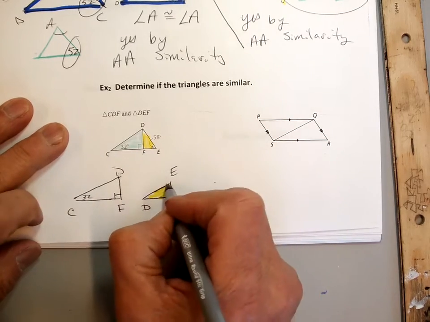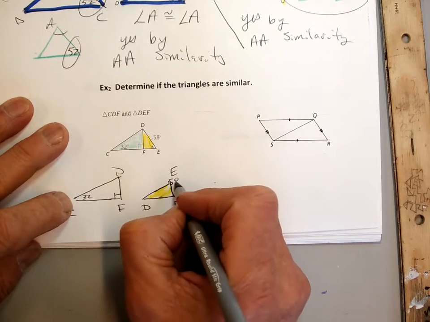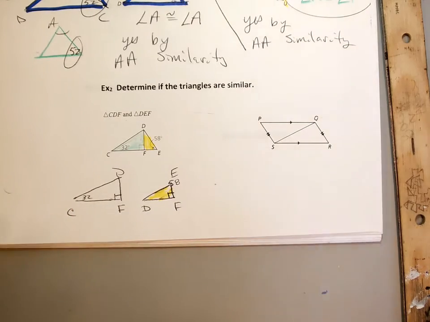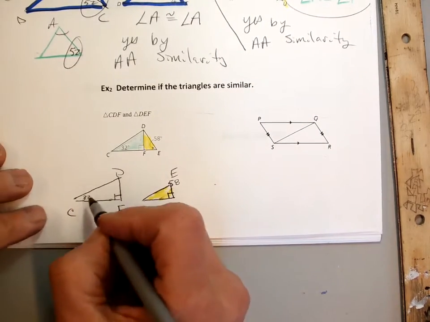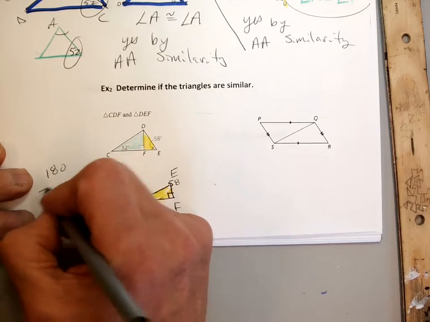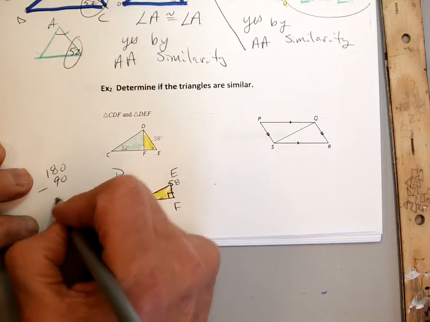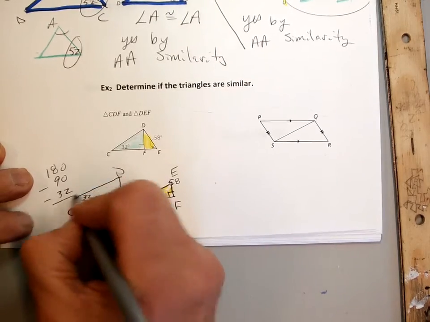Now this is 58 degrees, and that's also 90. So what I know is in any triangle, it's going to add up to 180 degrees. So if I subtract out the 90 and subtract out the 32, let's see what I get, right?